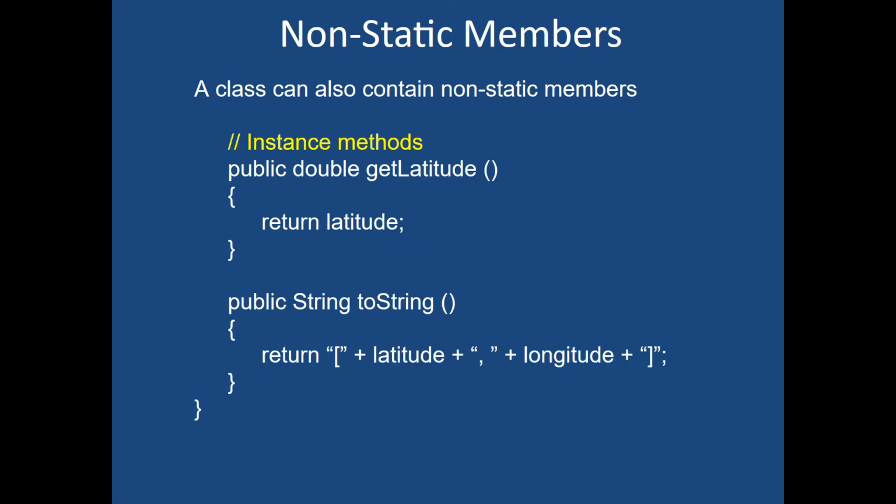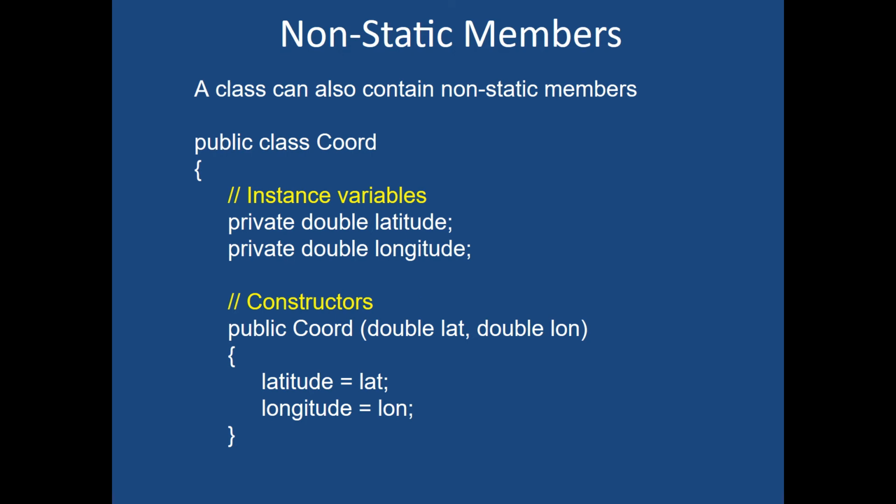A class can also contain non-static methods, or instance methods. And so an instance method looks a lot like a static method. But what's the giveaway that it's an instance method, not a static method? It doesn't have the word static in it. Okay? So this class definition provides a new class called coord.